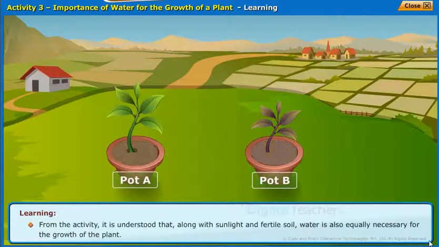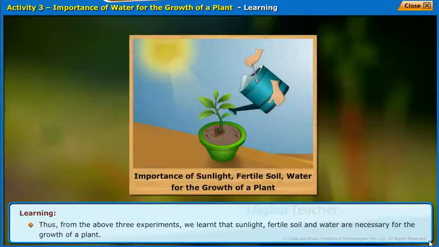From the activity, it is understood that, along with sunlight and fertile soil, water is also equally necessary for the growth of the plant. Thus, from the above 3 experiments, we learned that sunlight, fertile soil, and water are necessary for the growth of a plant.